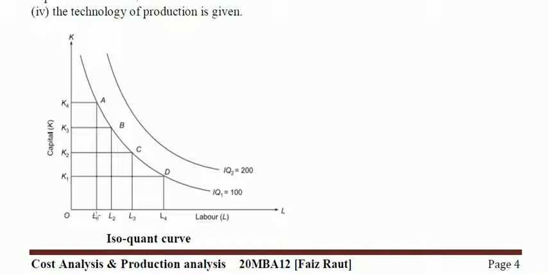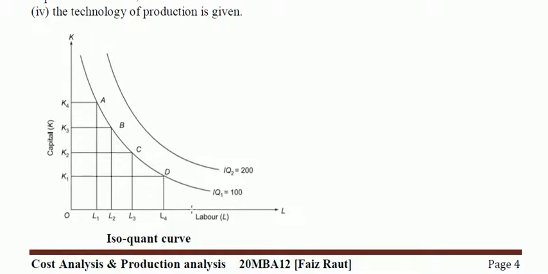I am employing one unit of labor at a time, then my production is at point A. That means I am going to produce output equal to A. And if I decrease the capital to 3 units and increase the labor to 2 units, then I'll get the output at B. The same way for K2 and L3, and K1 capital and L4 labor, that means 1 unit of capital and 4 units of labor, I'm getting production at D.